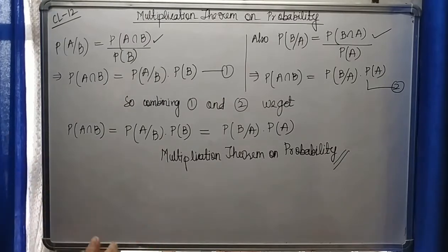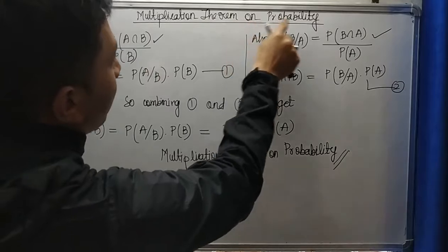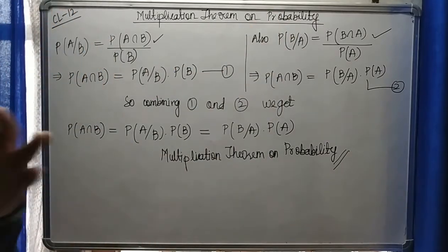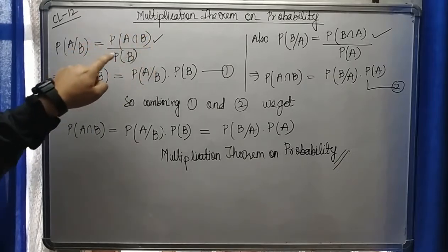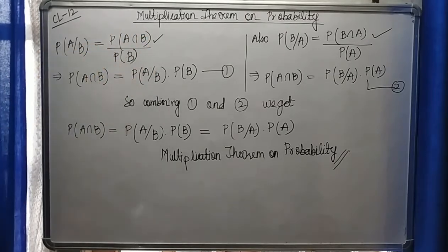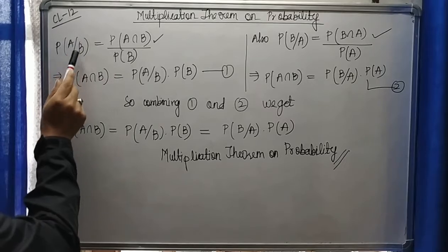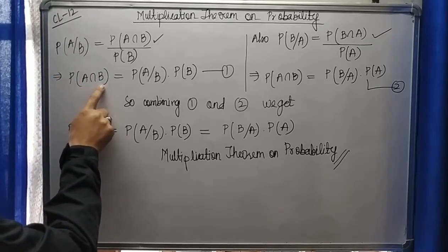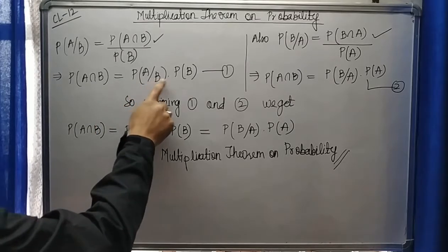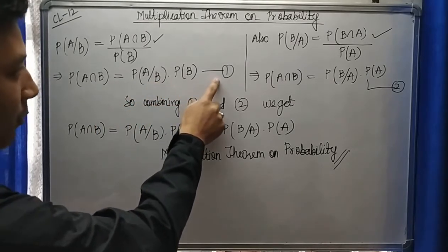Now in order to get the formula of multiplication theorem on probability, from this we'll find the value for probability of A intersection B by cross multiplication, which will be probability of B slash A into probability of B. So probability of A intersection B is equal to probability A slash B into probability of B. Keep it as equation number 1.